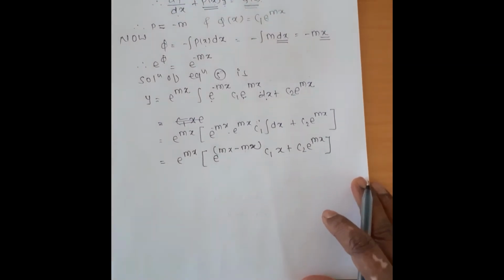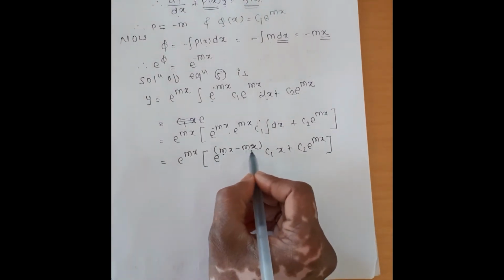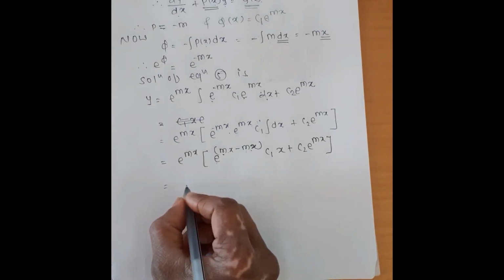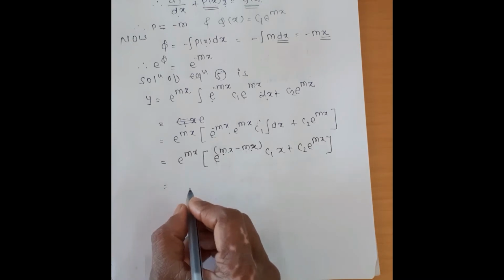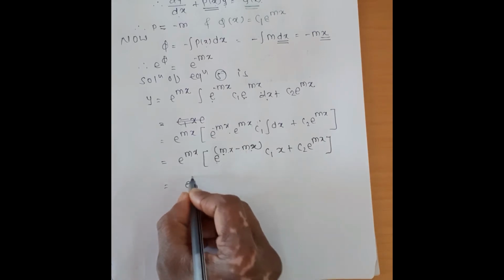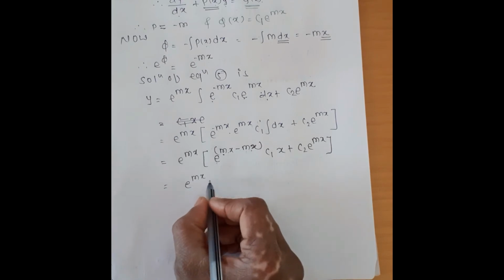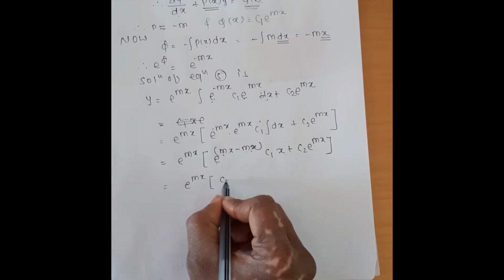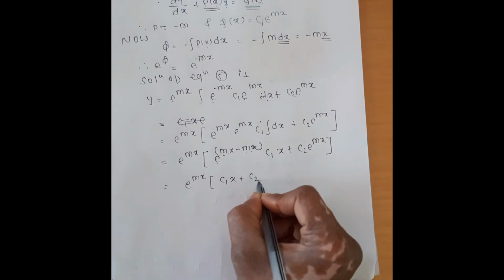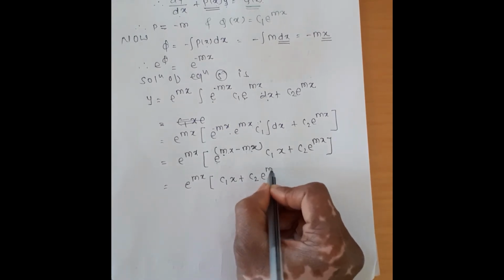Then see, mx minus mx will be 0, and e raised to 0 value will be 1. So that's why we write e raised to mx into c1 of x plus c2 of e raised to mx.